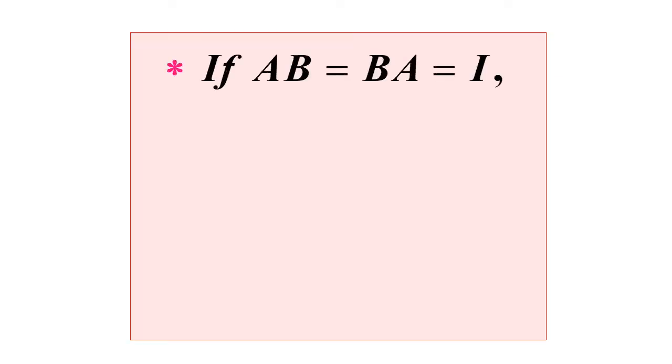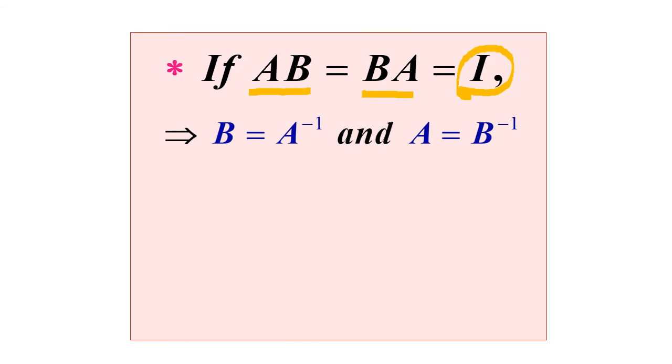The fifth property of inverse matrix, if matrix A times B equals matrix B times matrix A equals I, identity, AB equals BA equals I, identity, we can say that implies that matrix B equals inverse of matrix A, and matrix A equals inverse of matrix B.